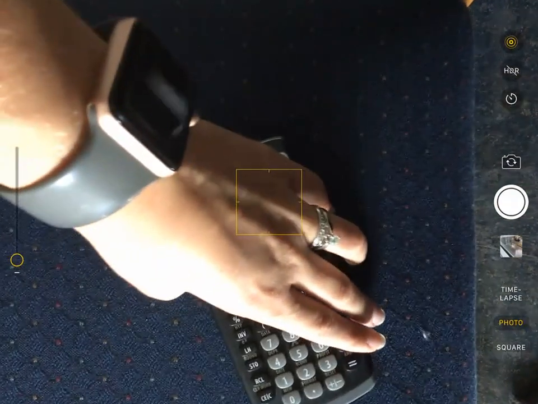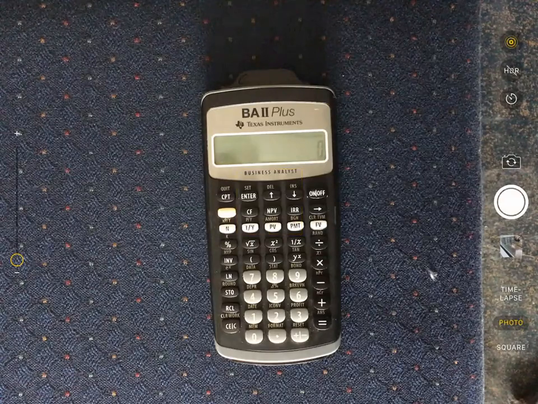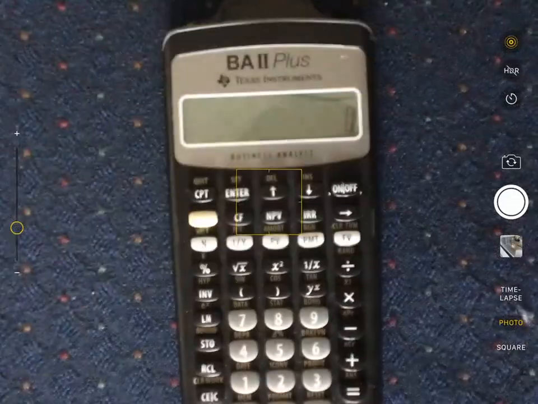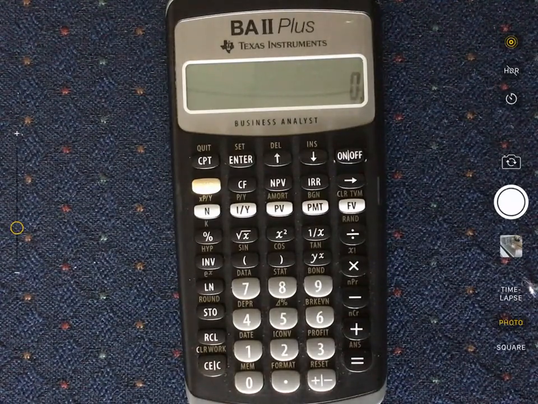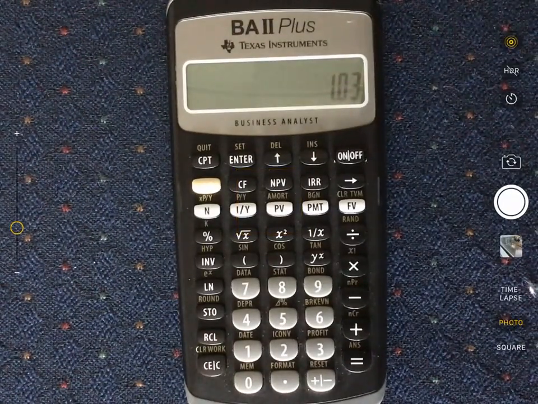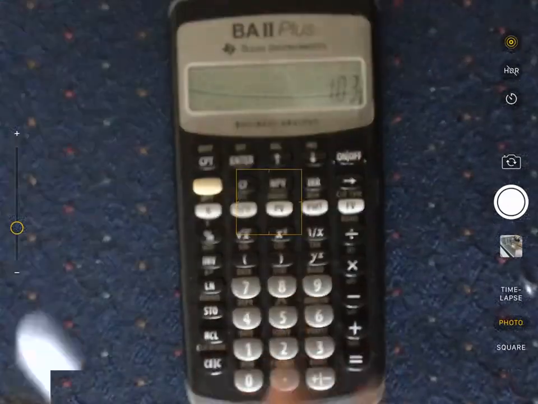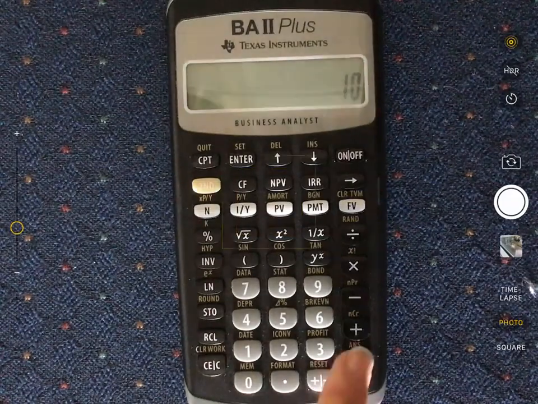Okay, it's working. Just zoom in a little bit, scoot down. So if I want to do 1.03 to the power of 10, we're going to use this y to the x button. It needs to have the base already on the display, so 1.03. And then I hit the y to the x button. It's not going to do anything on your screen, so it's hard to know if it's got it. But it's y to the x, and then the power of 10, put that in, and then hit equals.